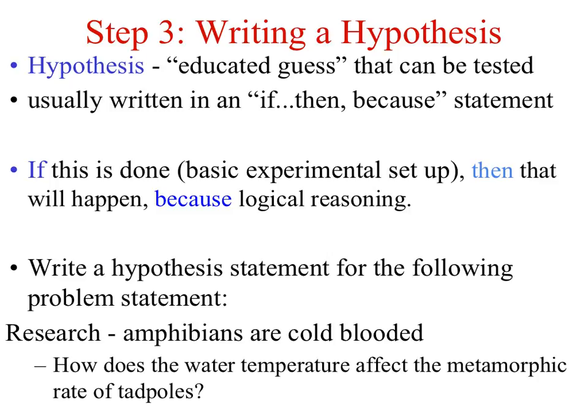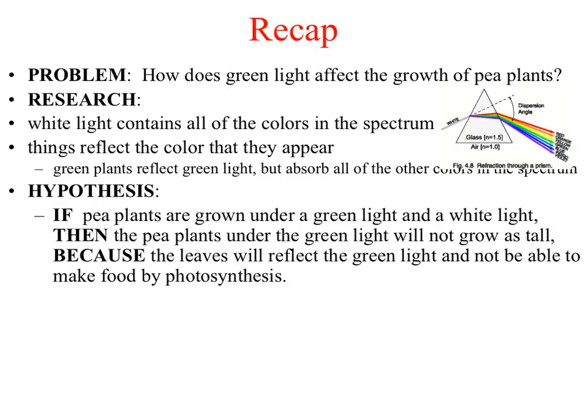So to review, hypothesis: educated guess. It's written if, then, because. And where we're at right now, recapping, we have our problem: how does the color of green light affect pea plant growth? I did some research. I came up with my hypothesis, and I think that green light will not be good for plant growth for peas.